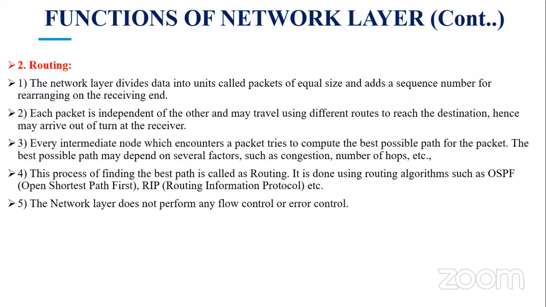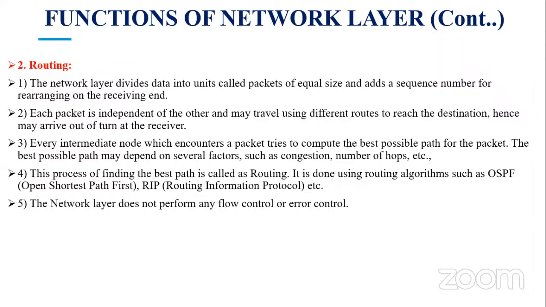For this packet to reach the destination, which path is correct, that will be decided by the router. That is called routing. This routing technique is used in routers. The router will decide in which way the packet has to travel, what is the best possible path for this packet, and then send it. This process of finding the best path from source to destination is called routing.